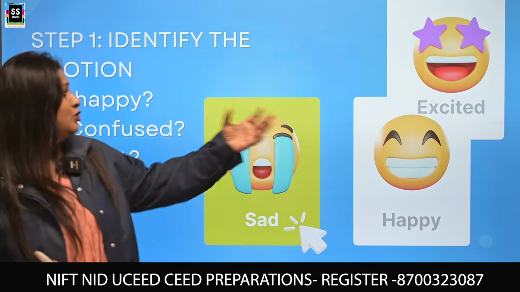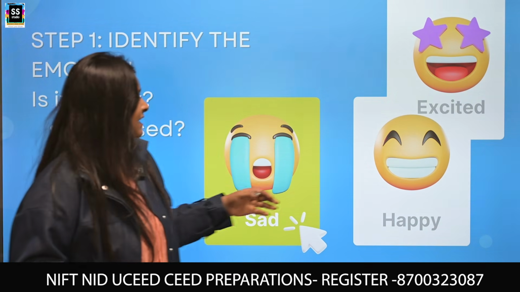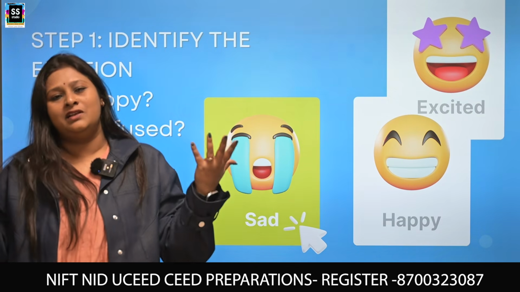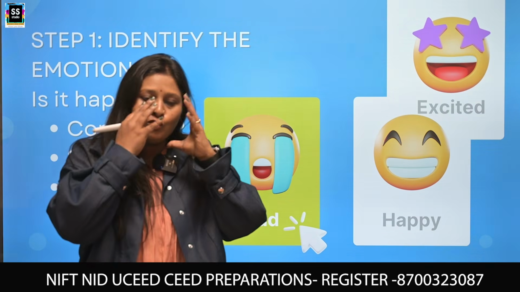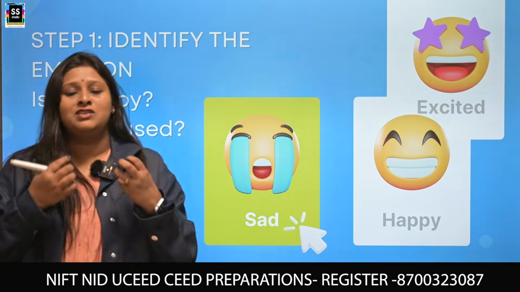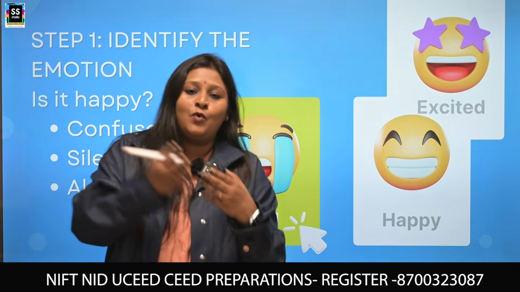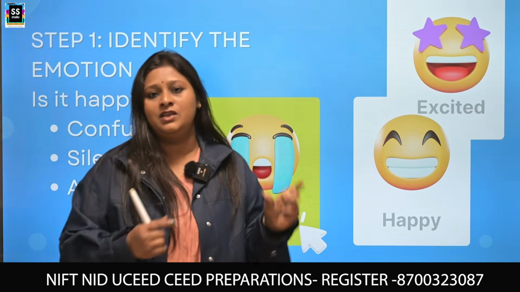In excited, we usually see these stars. In happy, we usually show all the teeth. So it's very important to know about the major elements which support depicting that particular drawing.